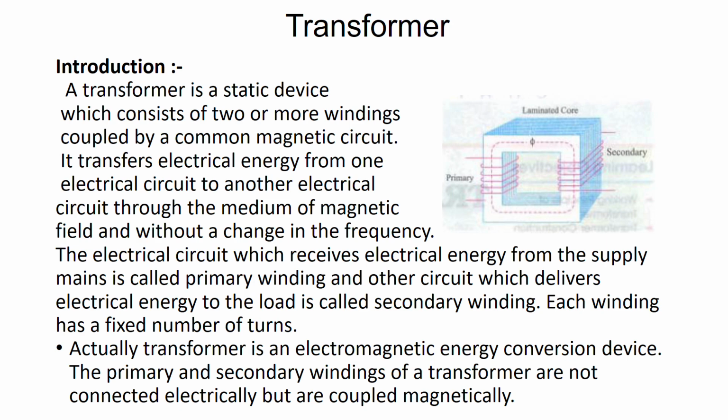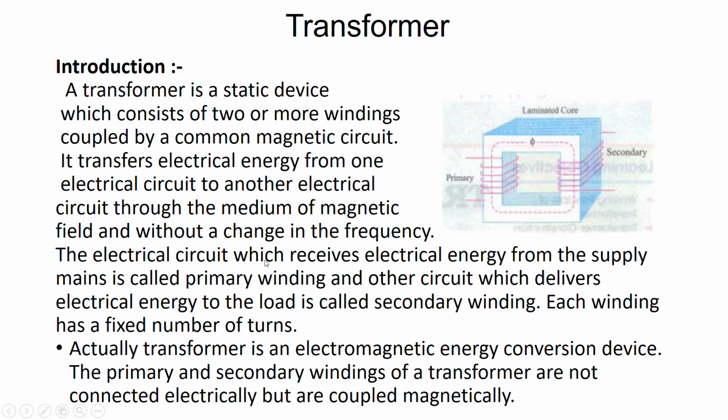Basically, a transformer is a static device which consists of two or more windings coupled by a common magnetic circuit. It transfers electrical energy from one electrical circuit to another through the medium of a magnetic field and without a change in the frequency.